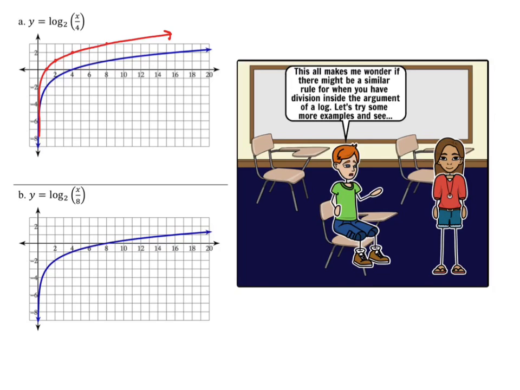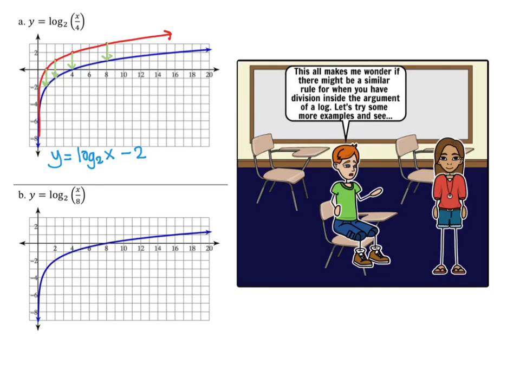I notice now that my entire graph, instead of moving up, has moved down. Everything has moved down 2 units. So I could say that log base 2 of x over 4 is the same thing as y equals log base 2 of x, and then subtracting a 2.